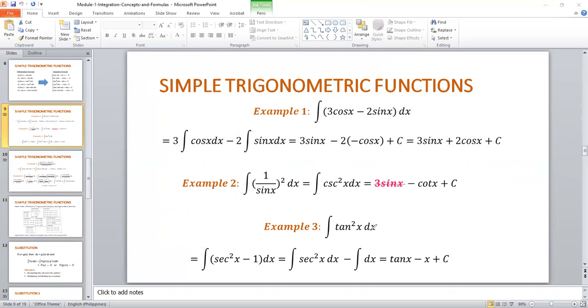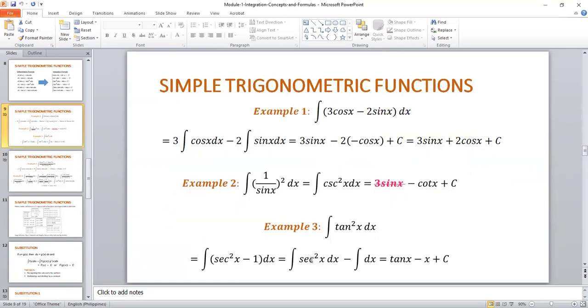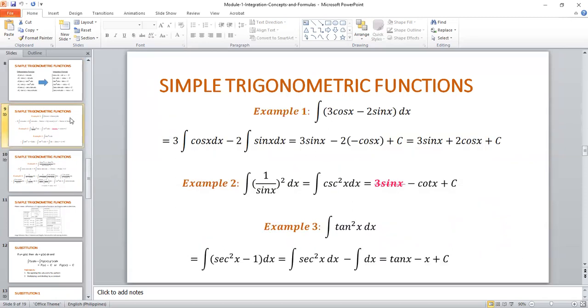For tangent squared x, we don't have a formula for that. Let's go back to our formula. You will see, we don't have a tangent squared x here, or a tangent squared u du. So what will you do? You will do this a lot in integration. Whenever a given trigonometric expression is not in the standard form or in a form to which a particular formula is applicable, you think of an equivalent identity that you can replace it with. That way, it's possible for you to integrate it.